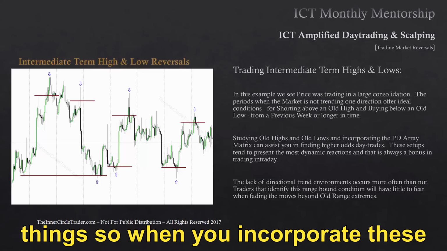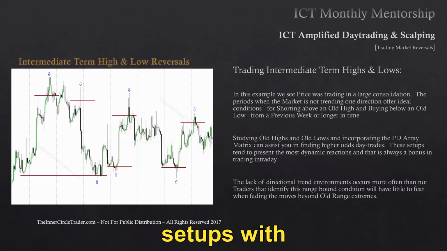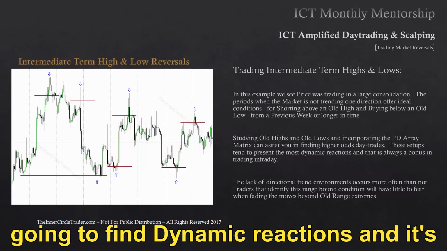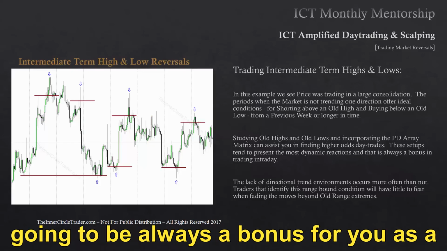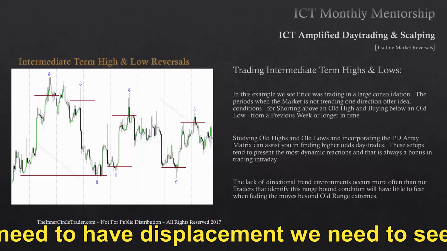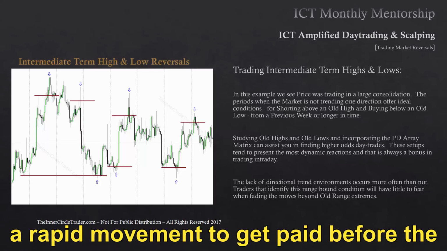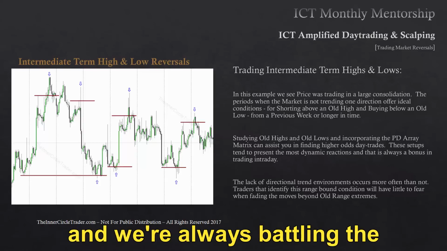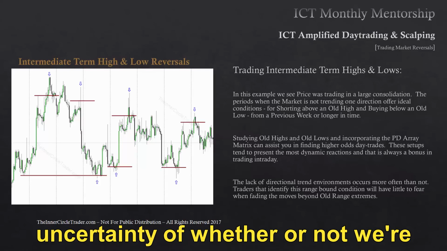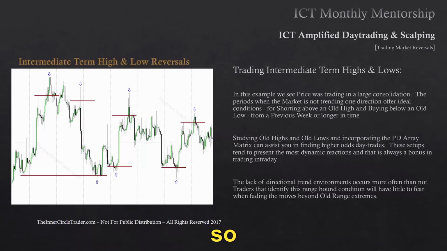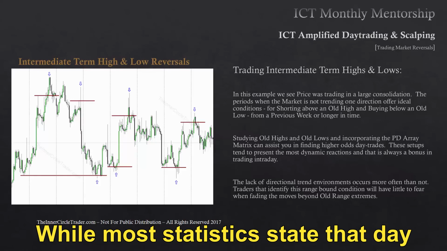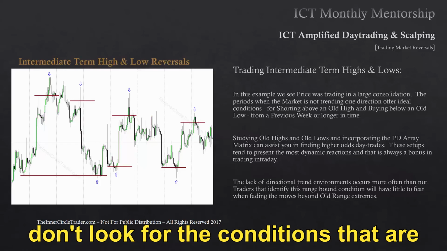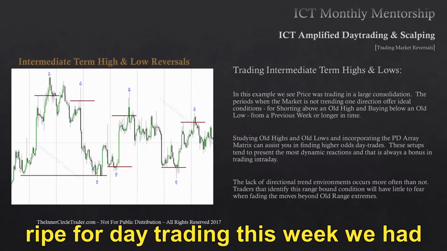So when you incorporate these setups with the PD array matrix and higher time frame institutional order flow, you're going to find dynamic reactions, and it's always a bonus for you as a day trader because we need movement. We need to have displacement. We need to see a rapid movement to get paid before the end of the day. So we're always battling time, and we're always battling the uncertainty of whether or not we're going to get magnitude of our move. While most statistics state that day traders don't make money consistently over time because, number one, they don't look for the conditions that are ripe for day trading.